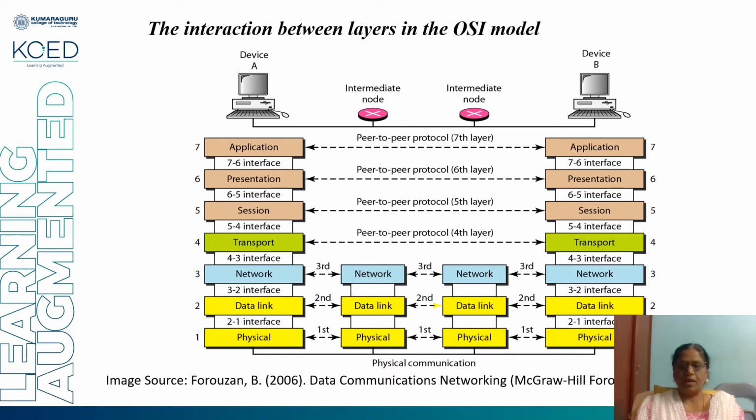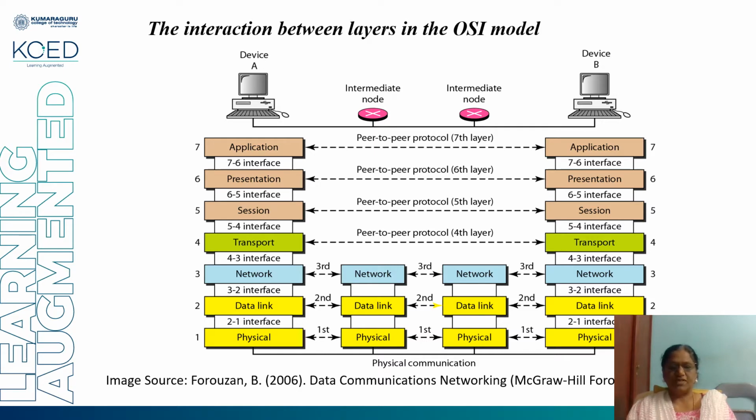We have seen every layer will communicate with its peer layer with the help of peer-to-peer protocol. Similarly, every layer will communicate with the layer beneath it with the help of interface. For example, application layer will communicate with the presentation layer with the help of layer 7 to 6 interface.